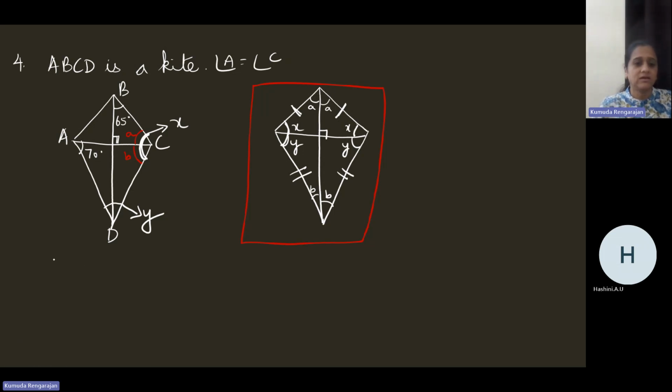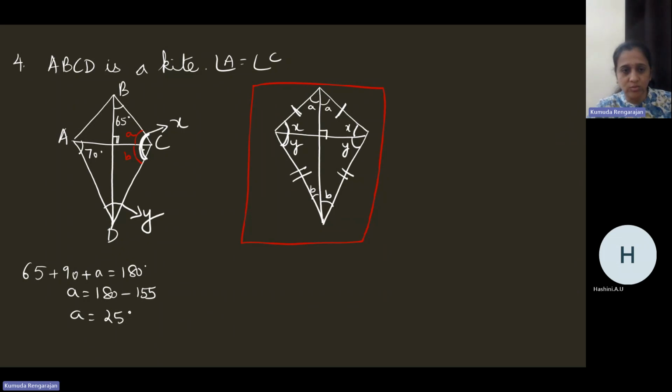Now how do we find A? 65 plus 90 plus A is equal to 180. How do we get 90? Because in a kite, the diagonals are perpendicular to each other. So 65 plus 90 is 155, and A is equal to 25 degrees. Now by the property, can you see Y and Y here? So B is 70 degrees. Therefore X is equal to A plus B, 25 plus 70, which is 95 degrees.